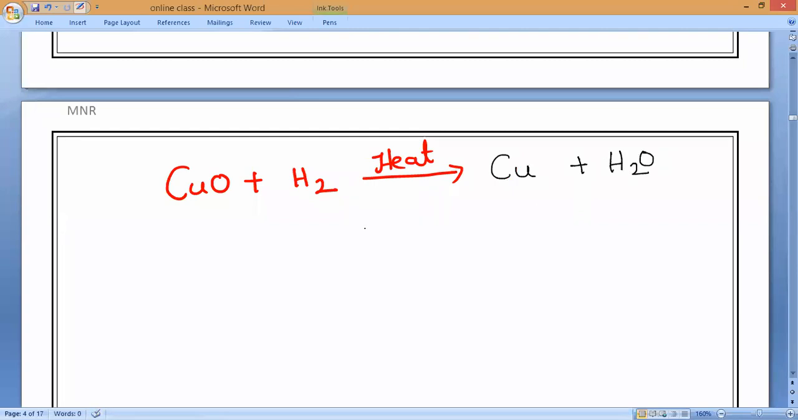Now, you can see copper oxide turns into copper. So what is happening? Addition of oxygen or removal of oxygen? Removal of oxygen. What do we call it? Removal of oxygen, we call it a reduction reaction.